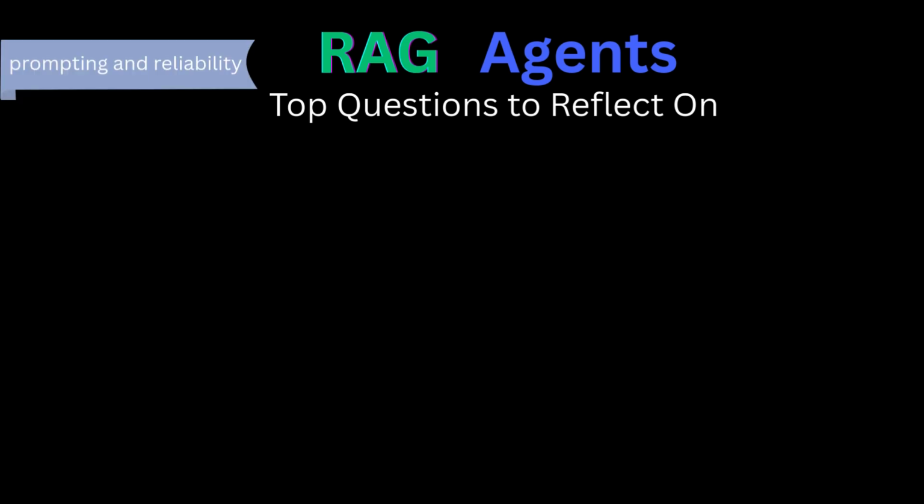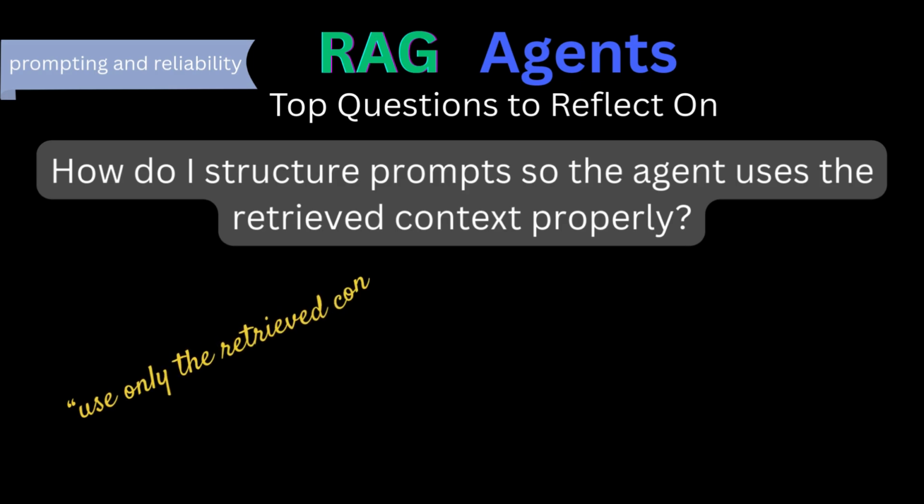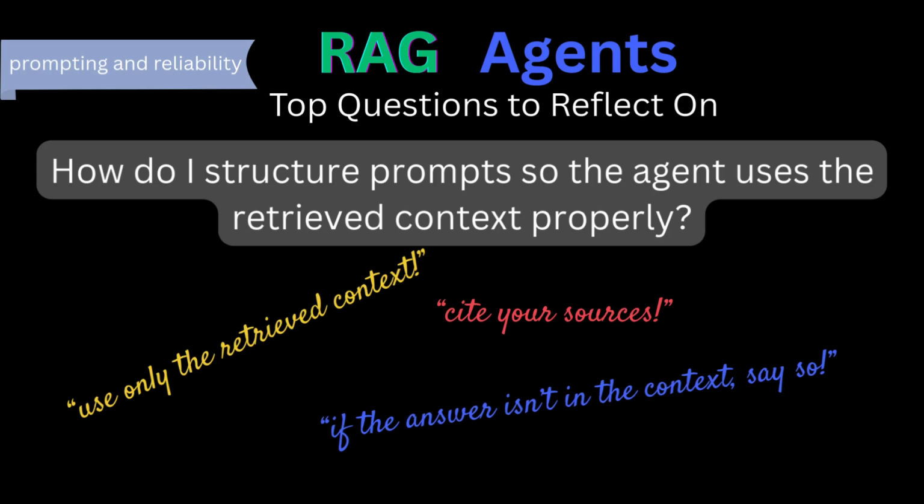Next is prompting and reliability. Here I ask, how do I structure prompts so the agent uses retrieved context properly? The danger here is hallucination. If the prompt isn't clear, the model may invent facts. A strong prompt makes it explicit: use only the retrieved context, cite your sources, and if the answer isn't in the context, say so. Imagine a healthcare assistant giving a doctor advice. If the system hallucinates a treatment, that's dangerous.